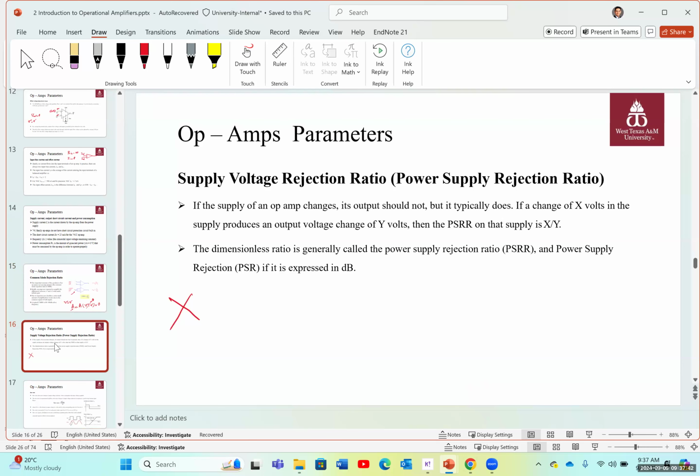And finally, we had the power supply rejection ratio, which means that if the power supply voltage changes, the output shouldn't change while the input is fixed, but this doesn't happen. Sometimes when you change the power supply voltage, the output voltage changes with it as well.